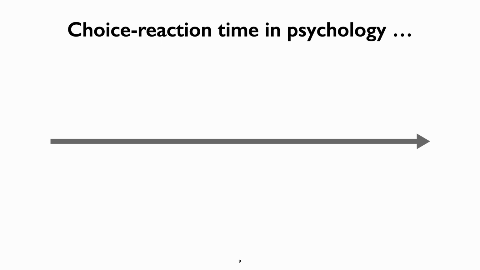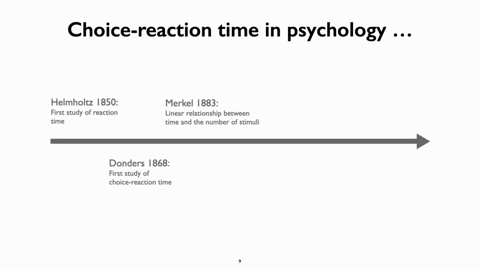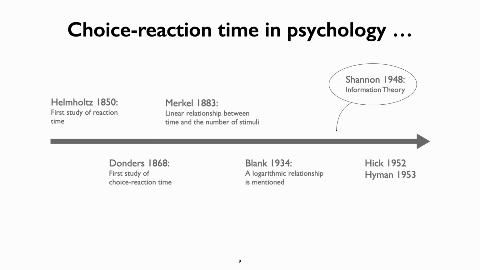First, we revisit the historical context of the choice reaction paradigm in psychology, since it has a long history. The first results on reaction time were reported in 1850 by Helmholtz. Then Donders introduced the 3 types of reaction time, where choice reaction time is the longest, following a given stimulus-response mapping rule. Merkel showed for the first time there might be a relationship between time and the number of stimuli. Then Blank mentioned the logarithmic relationship without giving further explanation. Then information theory was introduced, and Hick and Hyman's work came to our attention. There's much more information here, please refer to the paper.